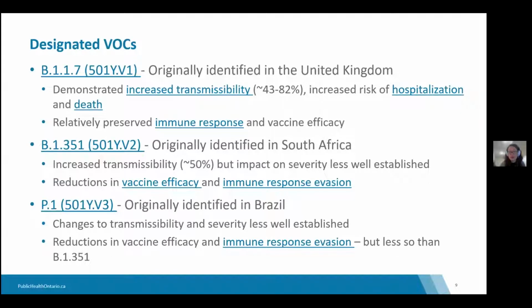The third variant of concern is P1, or 501Y.V3. So again, all sharing that 501Y mutation. And this one also shares in common with the B1351 that E484K mutation. This one was originally identified in Brazil and similarly has some information about changes to increased transmissibility and severity, but less well established than for the other two variants. And similar to the B1351, it has also shown reductions in vaccine efficacy, as well as case reports of immune response evasion, with people becoming reinfected with the P1, but less so than with the B1351.